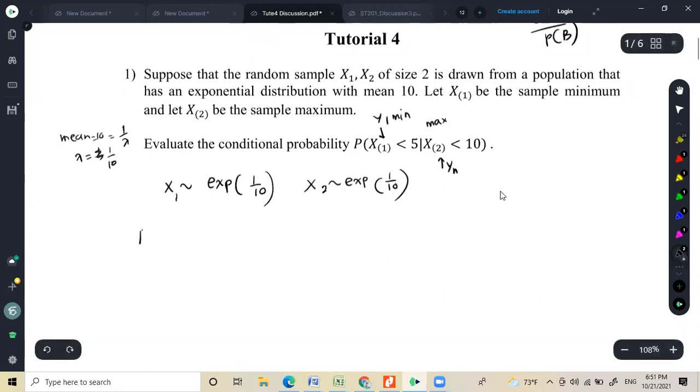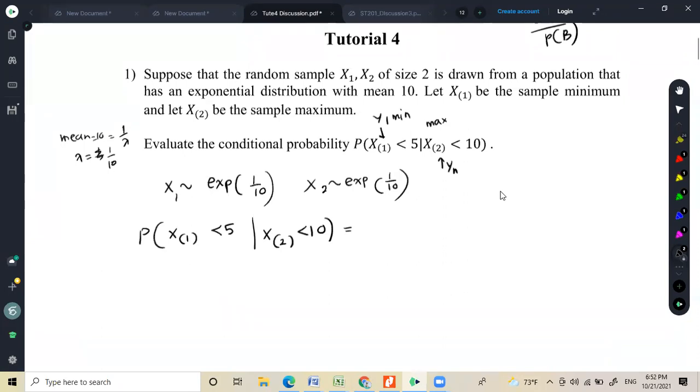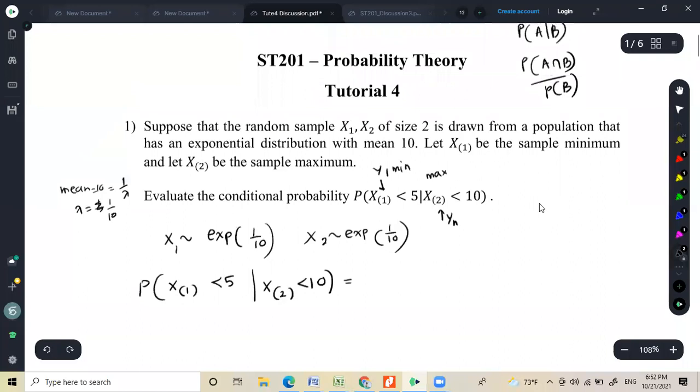Okay, we want to find the probability that X(1), the minimum, is less than 5, given that the maximum was less than 10. Now let's first apply the conditioning. So what is the meaning of the conditional probability? Probability of A and B, their intersection.